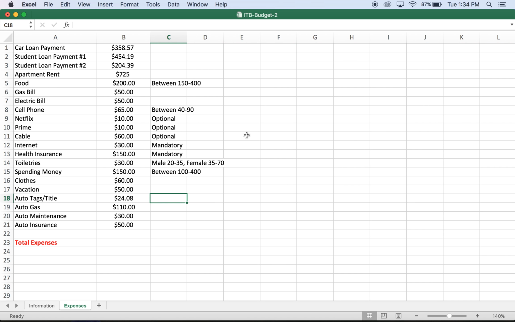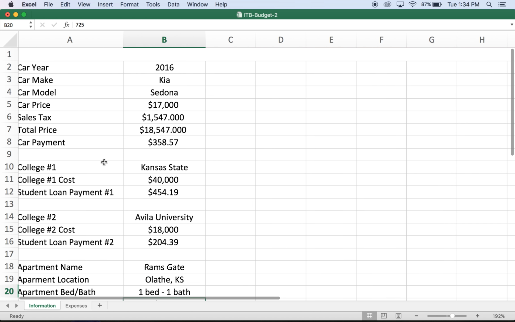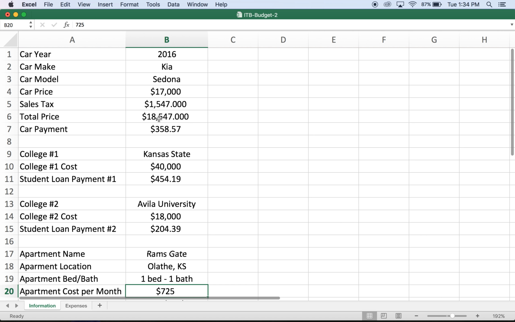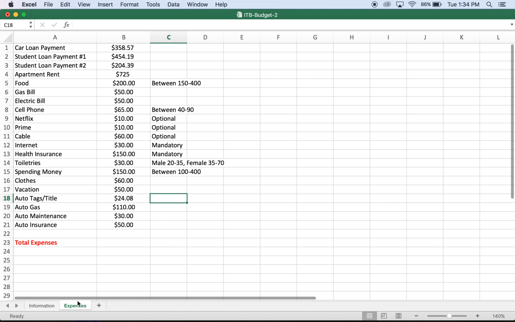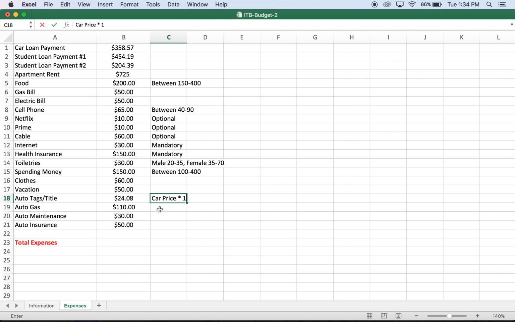Automotive tags and title. This is going to be a tax that is based off of the amount of our car. Not the total price, but actually just our car price. So mine's $17,000. So this is going to be our car price multiplied by 1.7%, which is also, you move the decimal place 2 times, so it's 0.017. That's going to be the total amount for tags and title.